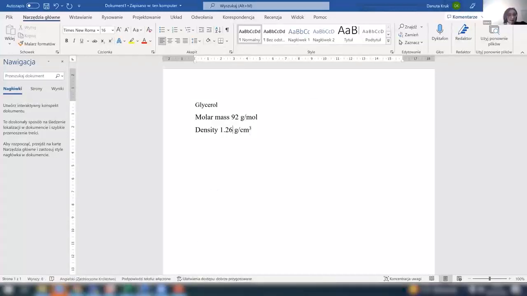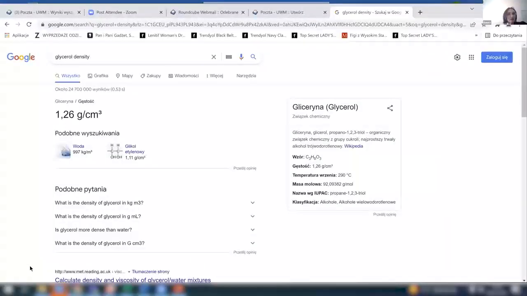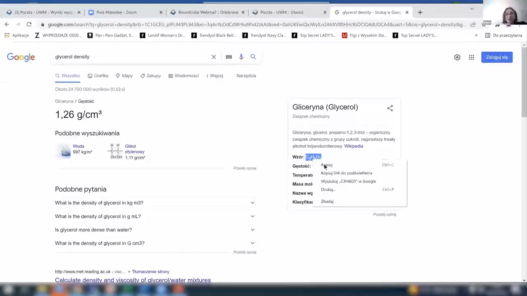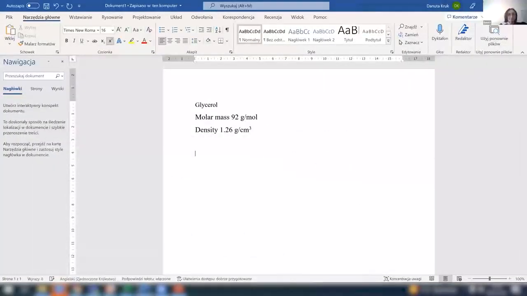And what is the structure of glycerol actually? Glycerol, yeah, this C3 is just this structure. So it's eight hydrogen atoms per molecule. And I think in this way.